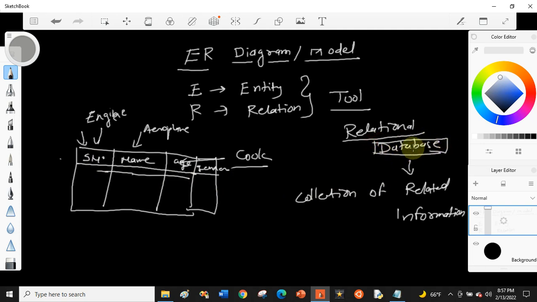Now, relational database is the same thing. When you represent the database in the form of a table, that you have already seen, I'm not going to repeat that topic. When you represent a database in the form of a table, it is known as a relational database. Now let's consider what is entity and what is relation in this lecture.